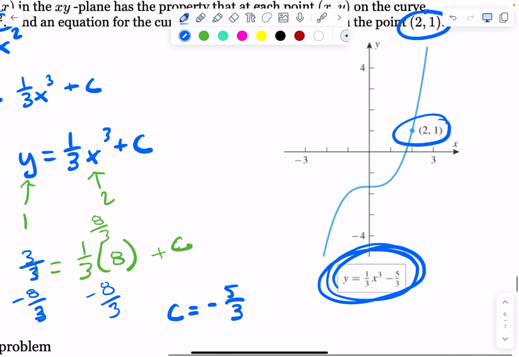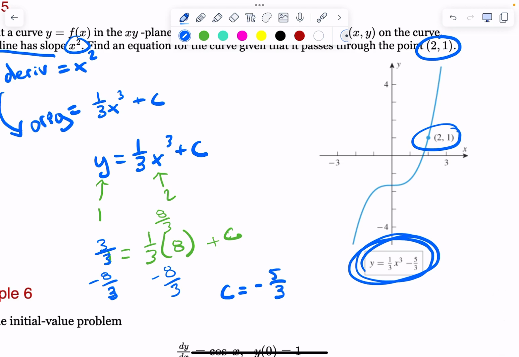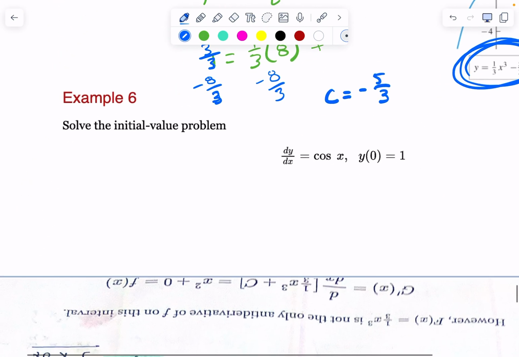Make sense? So they're just saying now you don't have a plus c on the end, you actually have a number in place of your c value. Got it? Not on that homework. Let's do the last one. Example 6 is kind of the same way.